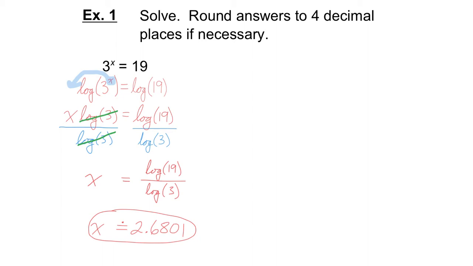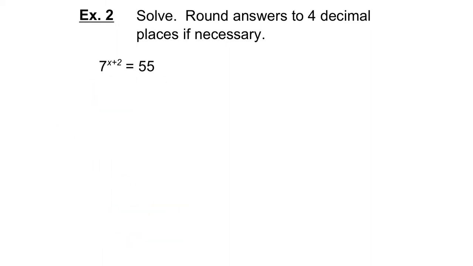So let's try a slightly more difficult one. In this example, we're doing the same thing. We're solving the unknown is in the exponent. The real difference here is that there's more in the exponent. The exponent isn't just x, it's x plus 2. But we're going to follow the same process.